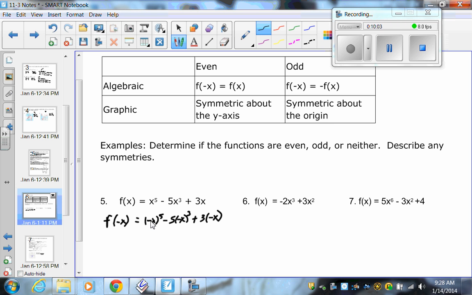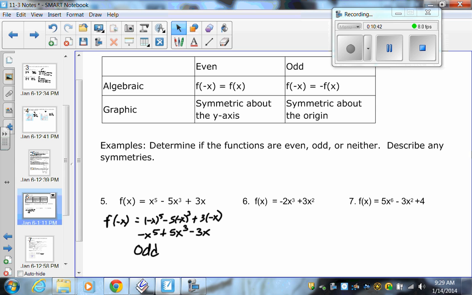So if I look at this, a negative to an odd power is just going to be negative. A negative to an odd is a negative, times a negative would be a positive. And then a positive times a negative would be a negative. So comparing these two functions, is it the exact same function that I started with? No. Therefore, it's not even. Is it the complete opposite as far as the signs are concerned from it? Where I had a positive, now I have a negative, I have a positive, I have a negative? The answer to that is yes. So that makes this an odd function.